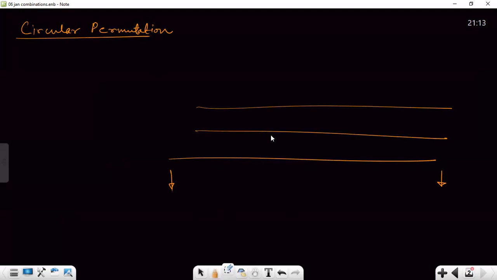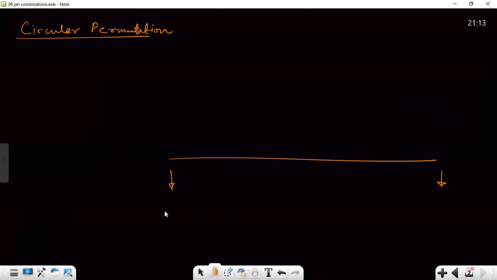But now what has changed? There was a starting point, so there was an end point. Now in a circle, there is no starting point and there is no finishing point. There's no end point, no starting point. So this time things will be a little different. Let's say there are some chairs arranged in a circular manner.